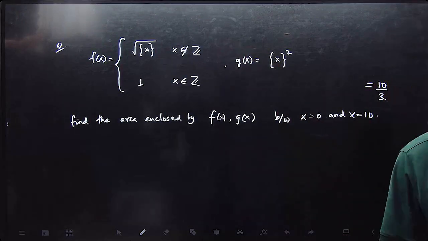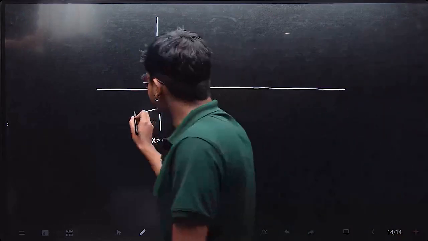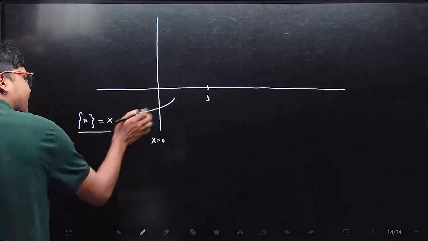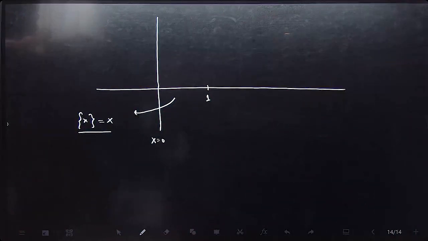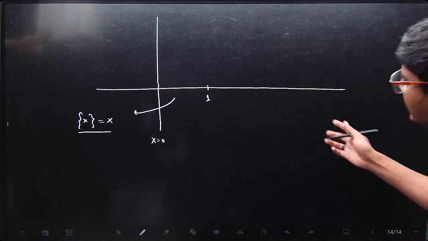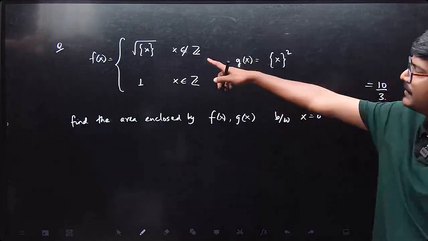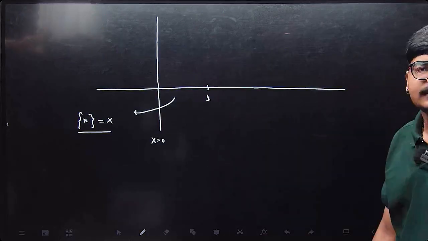Does that make sense? Now between 0 and 1, fractional part is just equal to x in this region, yes or no? Because every number over here has integer part equal to 0, right? So between 0 and 1, fractional part of x is just equal to x. So what will the first function become? It will just be square root of x, right? Yes or no?